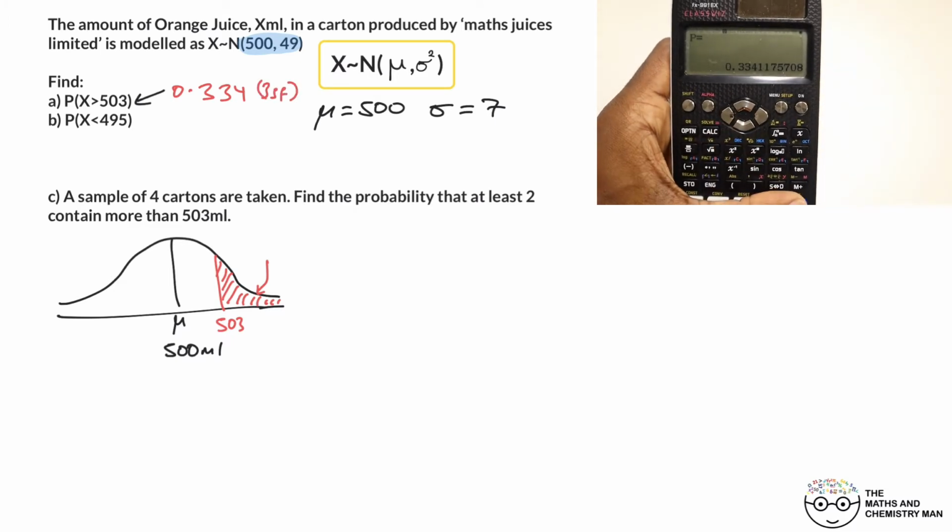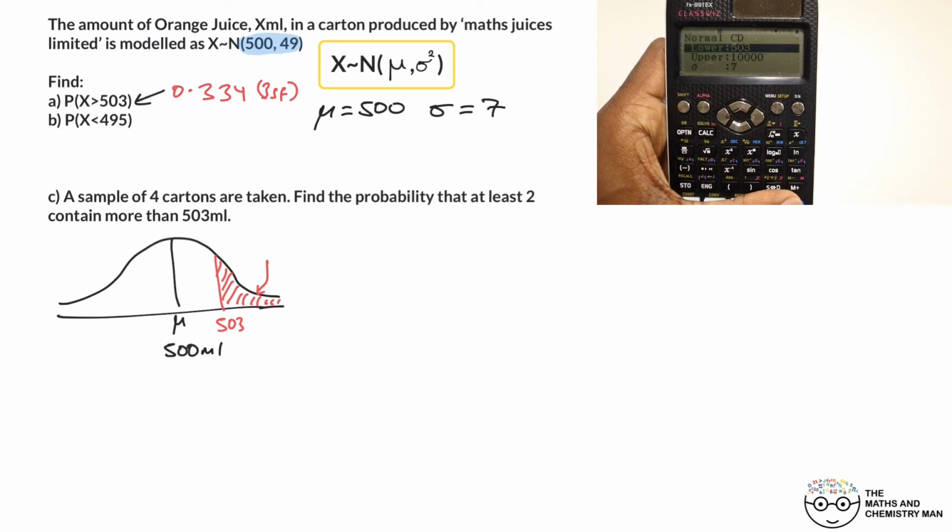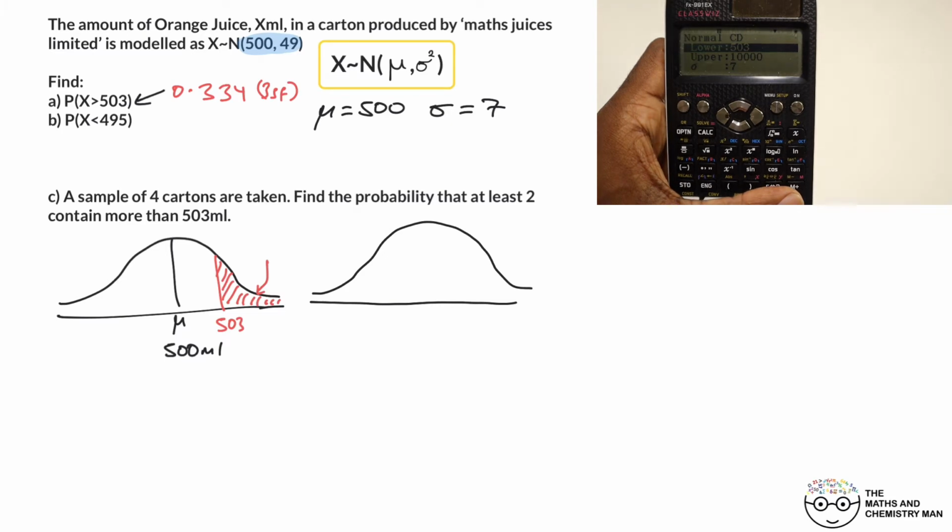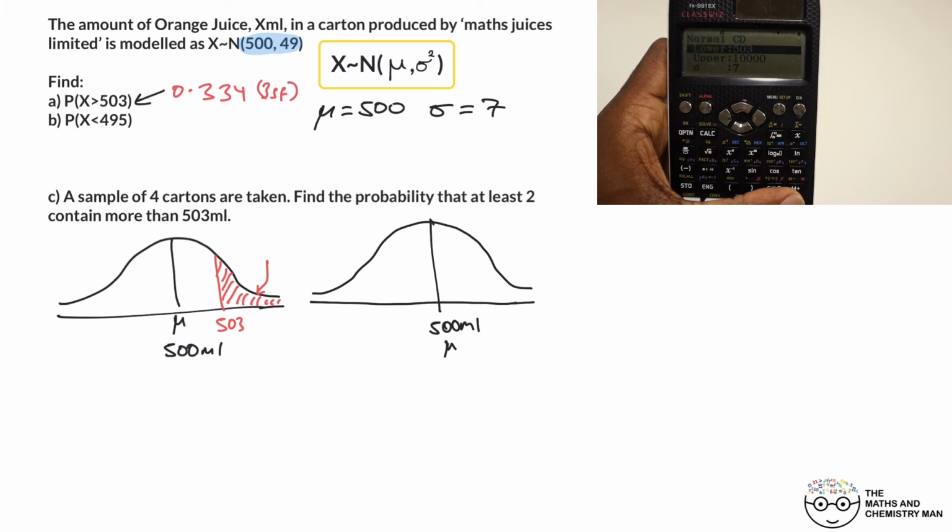There we go. Now, part B. Same thing, let's make a sketch again. So here's our sketch. We'll have the bell-shaped curve. And then in the middle, we've got 500 millilitres. There we go. And that's mu. But now what are we looking for? Now we're looking for an orange juice carton having less than 495 millilitres. So 495 is obviously on the left-hand side of 500, right? So let's pop that maybe here. We'll go 495 mils. And this time, what are we looking for? Well, less than. So we're looking for the area to the left of that. So we need this area.